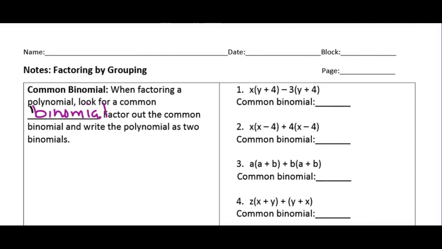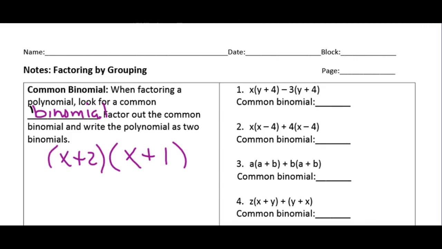Factor out the common binomial and write the polynomial as two binomials. So in the end, you're going to have two factors, both binomials. You'll have one factor and the other factor, and that's going to be our end game. We're going to start though just by recognizing the common binomial.